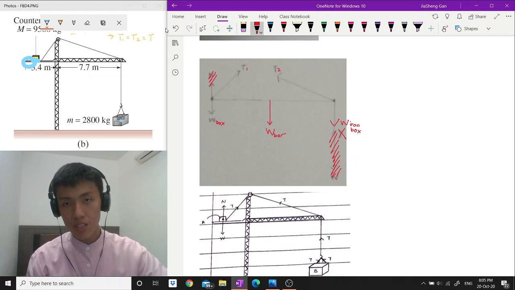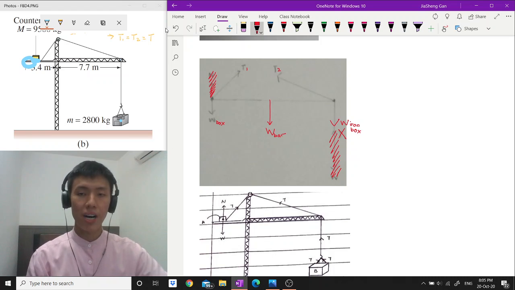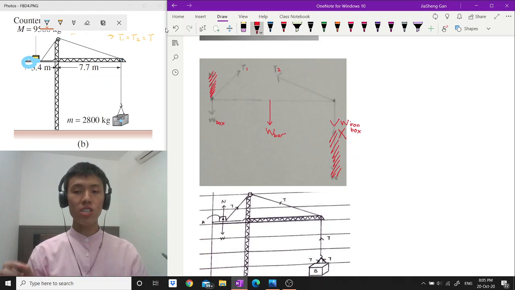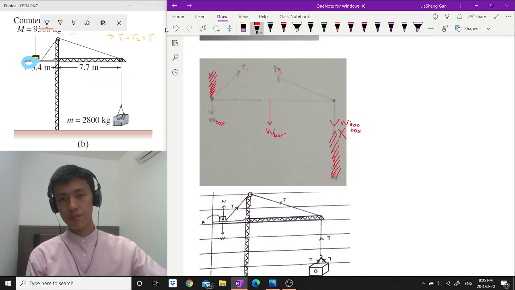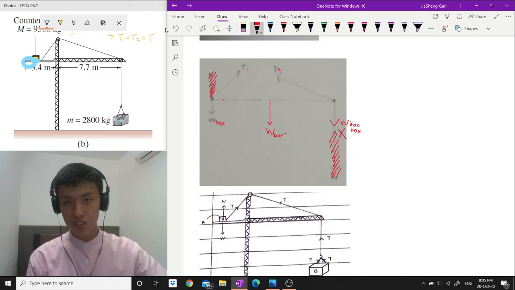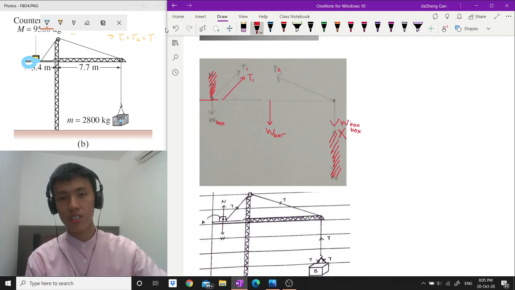So this normal is not exerted on the bar. It's exerted on the box. So a free body diagram only draws forces exerted on the bar. So the normal is not included in this free body diagram. Okay, the tension should be somewhere inside here. Okay, it's not at the end, then this object should be longer.